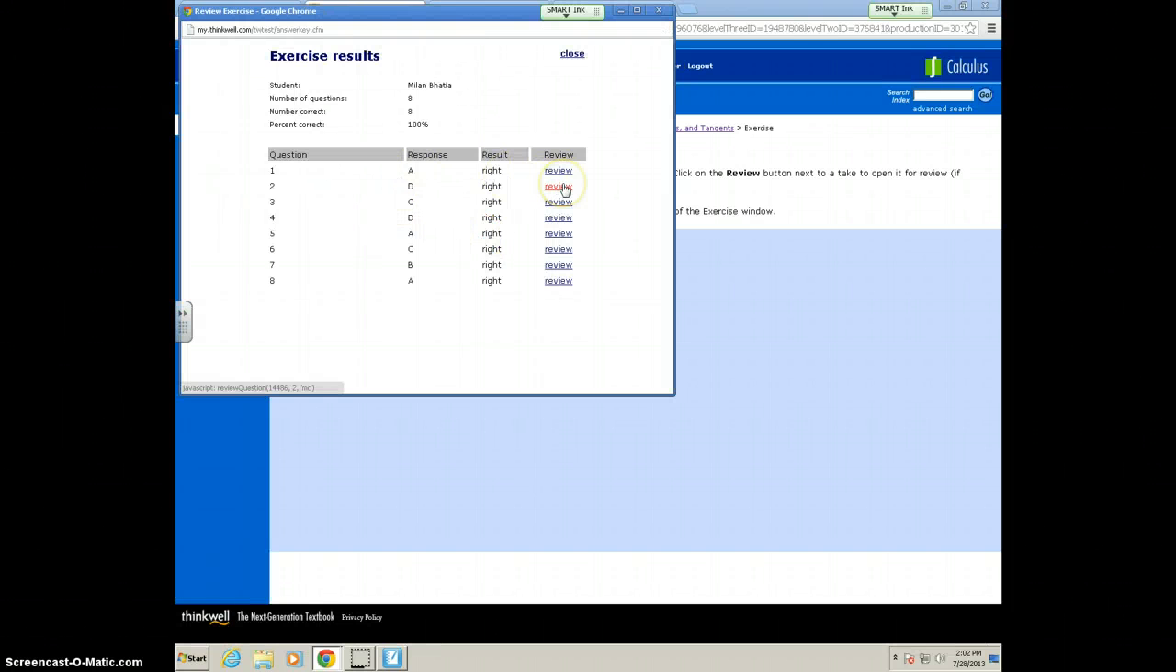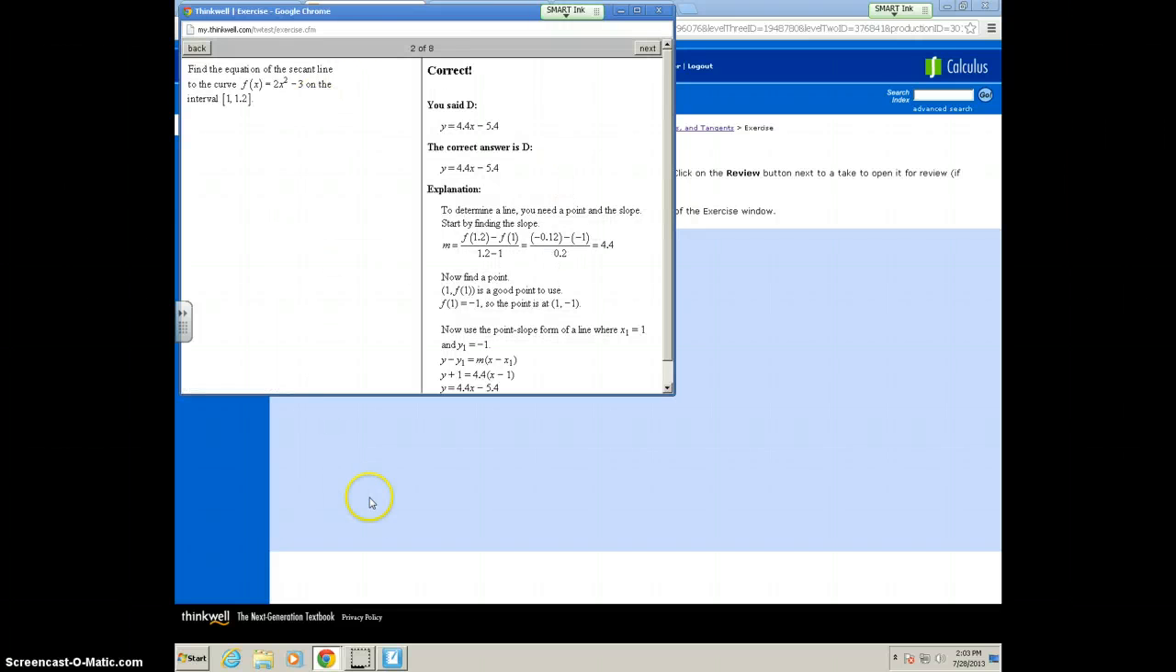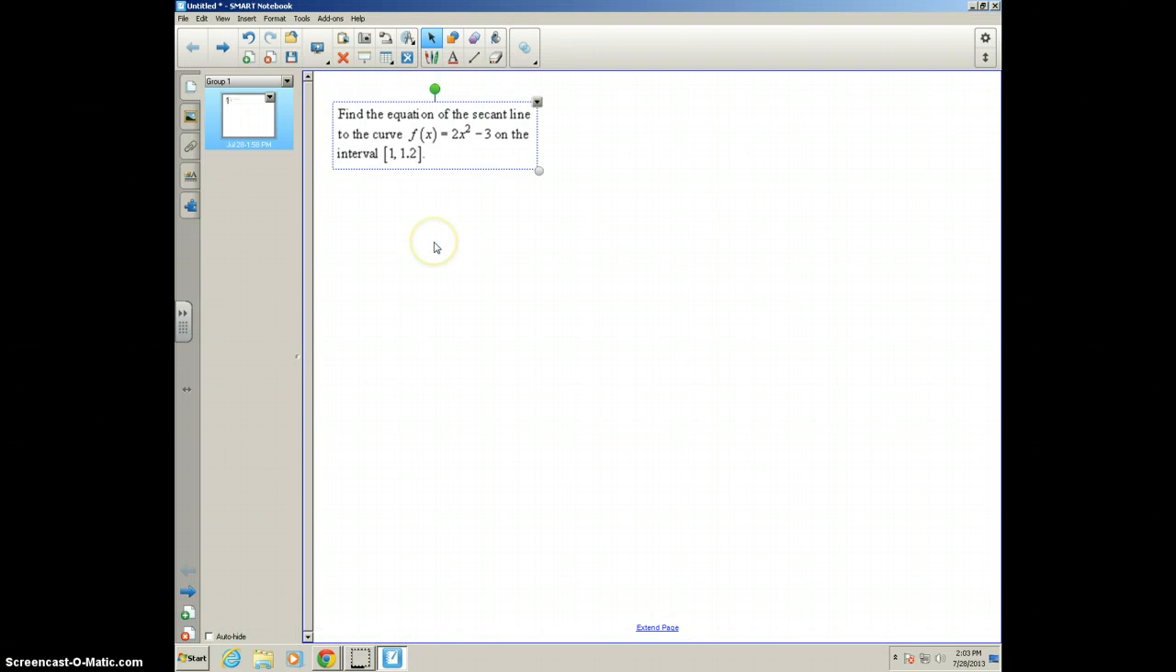So we're going to go to problem 2, and we'll go to this. So my problem 2 here states, find the equation of the secant line to the curve f of x equals 2x squared minus 3 on the interval 1 to 1.2. So beginning, our step 1 will be, if we go to step 1, we have the points 1 and 1.2. So this is x1 and this is x2.